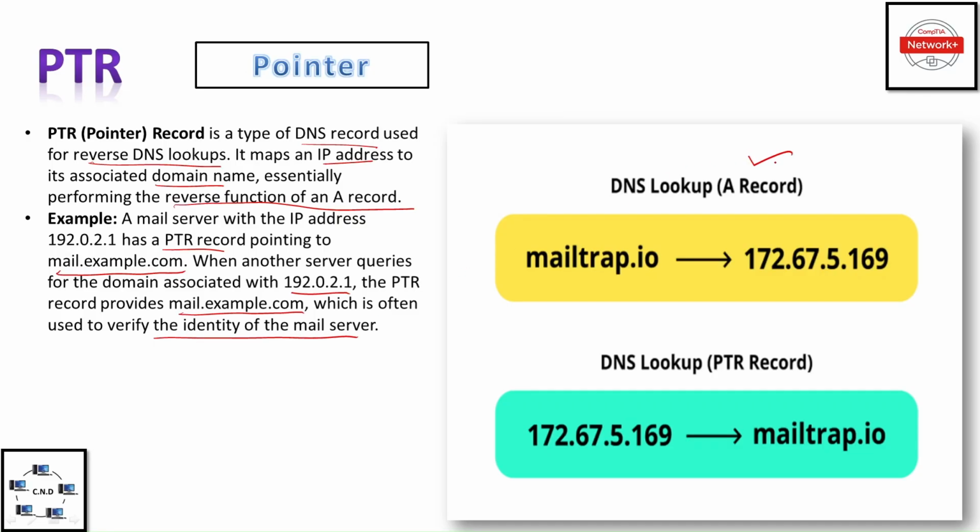So the DNS A record basically provides the IP address against the domain name, while the pointer record is the opposite of that. It provides the domain name against the IP address.